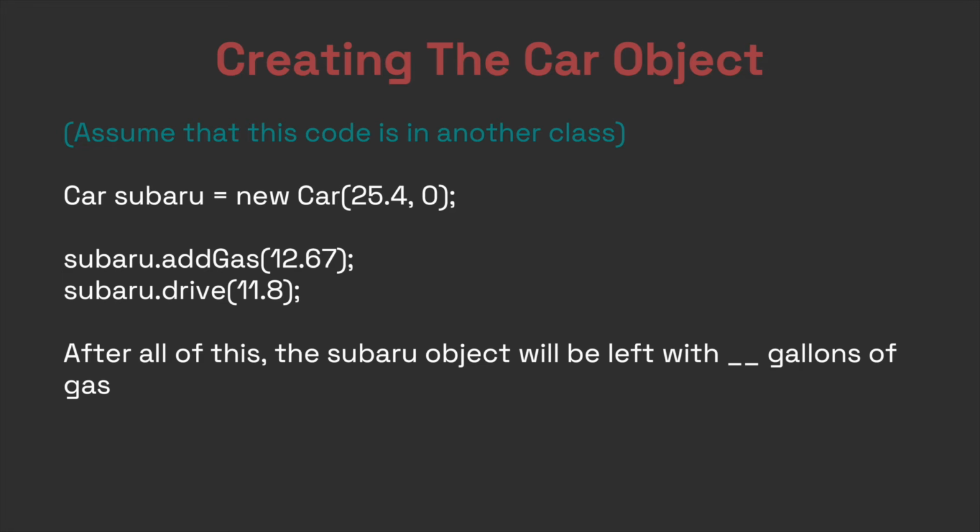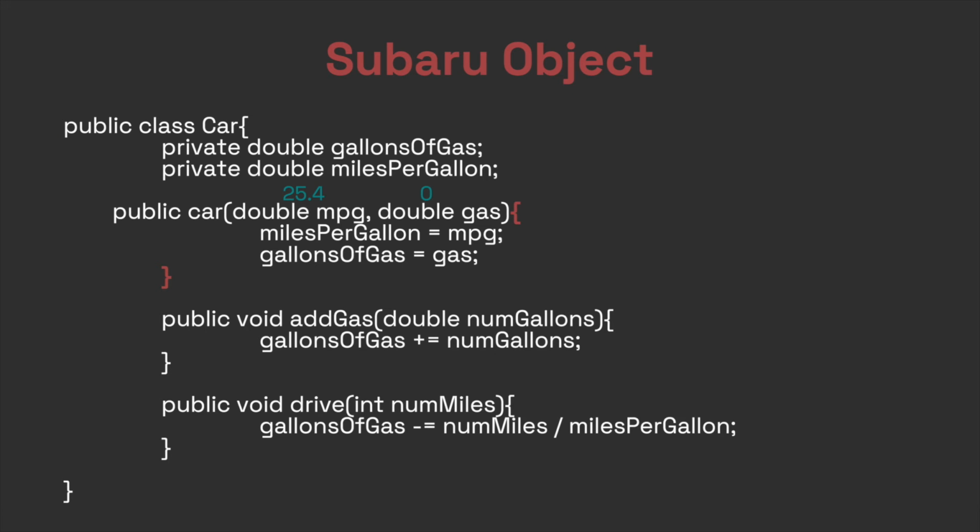Alright, so let's see how we would create objects and work with this class. Notice the new keyword on the first line. This tells the computer to allocate new memory for this object. We create a car object named Subaru and set it equal to a new car using the constructor we defined earlier. This Subaru has a gas mileage of 25.4 miles per gallon and starts with an empty tank of gas in this example. So let's get back to our code.